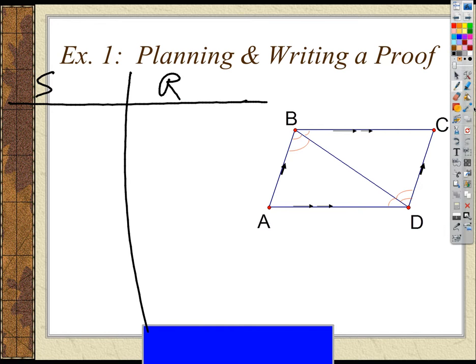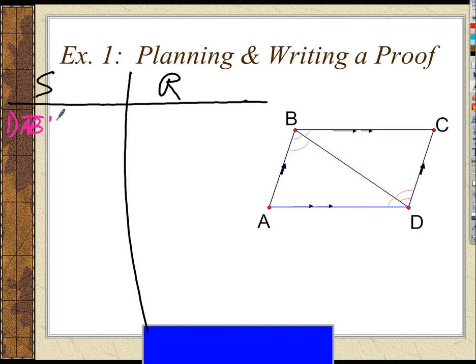And then we had some stuff that was given to us. So we had AB is parallel to CD and BC is parallel to AD. What's our reason for that? Given, right? That's stuff that's given to us. So that's given.